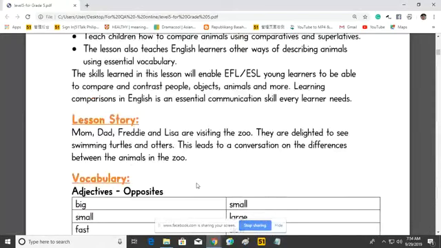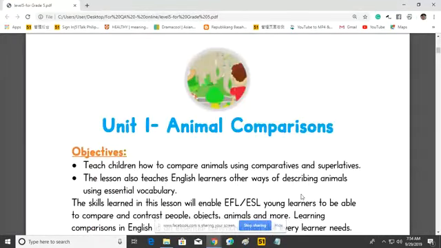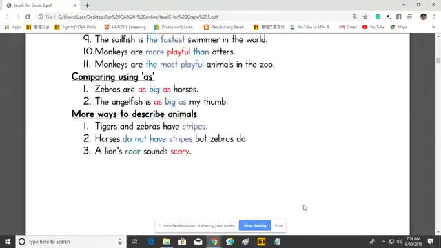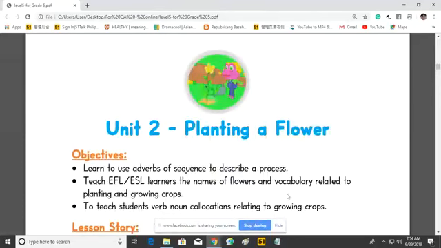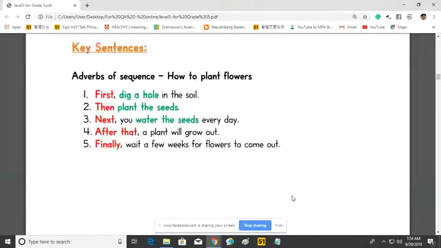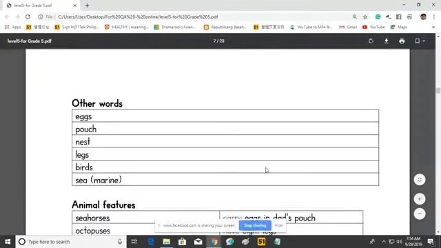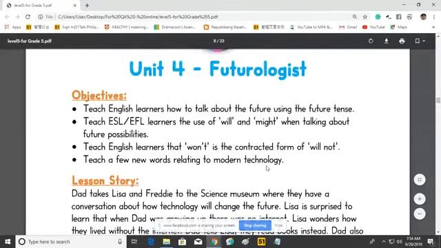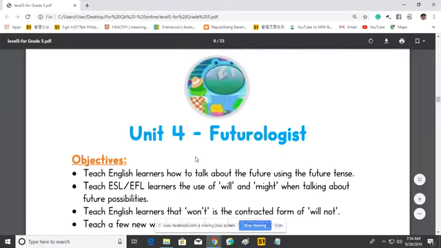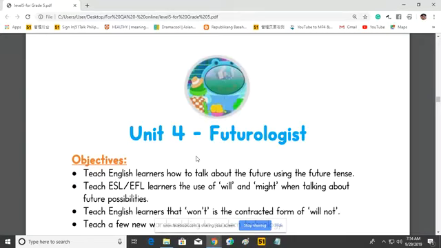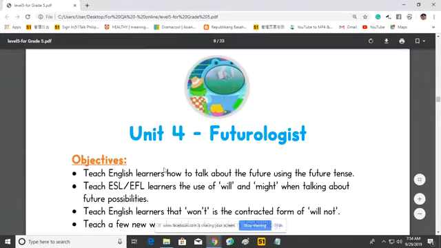Now, for unit 1, we learned animal comparisons. For unit 2, we learned planting a flower. And for unit 3, we learned the marine animals. So now let's have unit number 4, and this is what we call futurologist. Okay, futurologist.